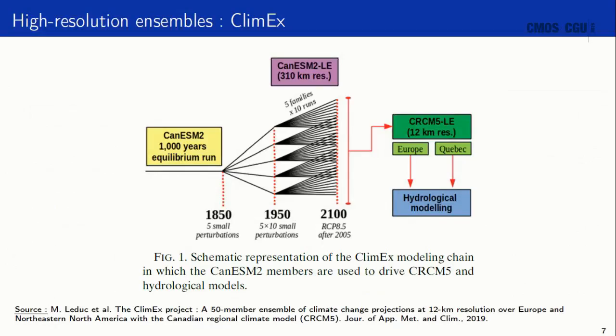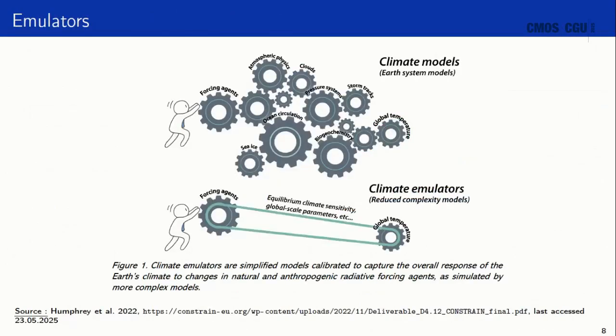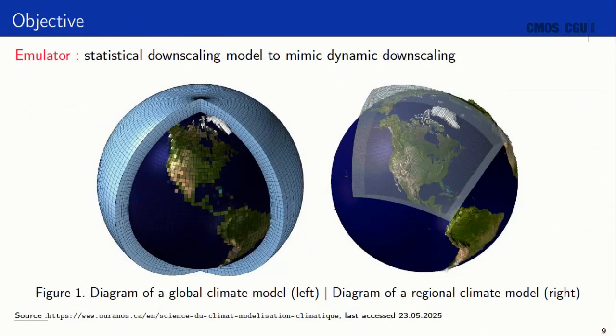But this data is very computationally intensive. This has been said in a couple of talks already. And for this, we need climate emulators, which, just to make it quick, are reduced complexity models that allow us to reproduce a subset of the variables of the climate models. But in this work, we will focus on an emulator which aims to perform statistical downscaling in order to mimic the dynamical downscaling that has been described in the earlier talk. So we start from this low resolution grid, and we try to recover information on a smaller region and on a high resolution grid. So that's going to be our goal.